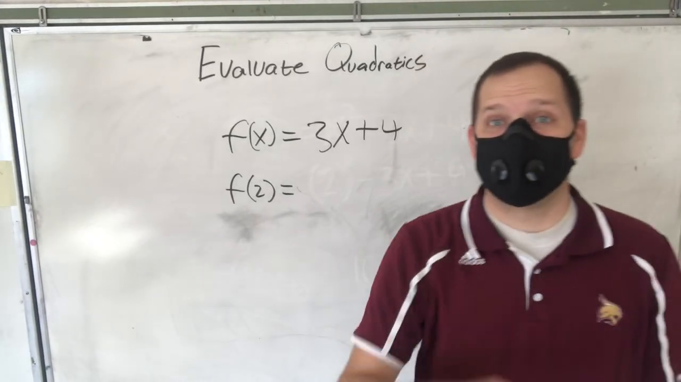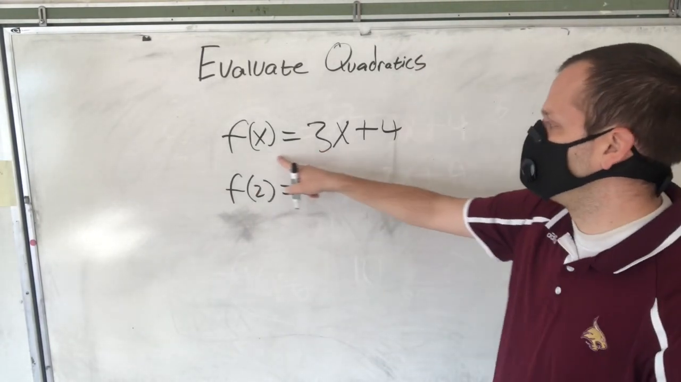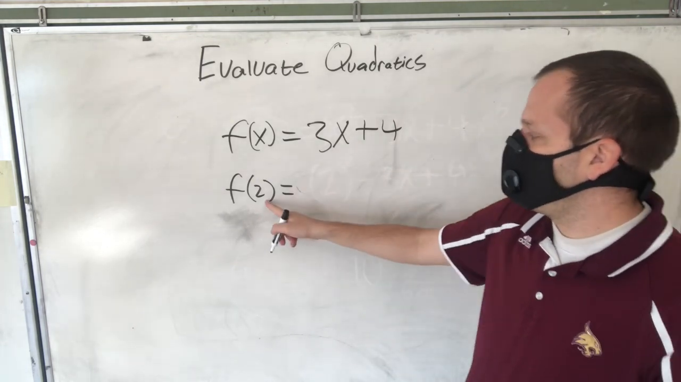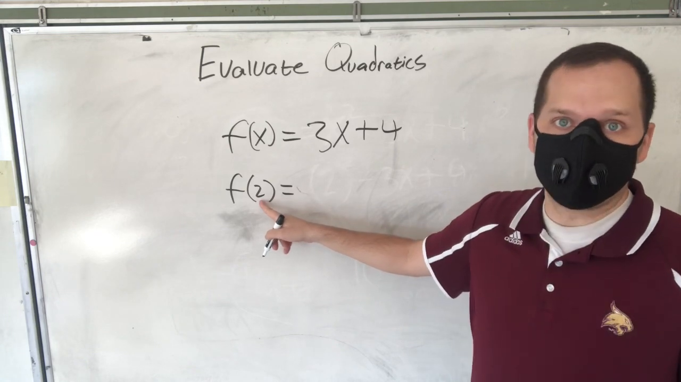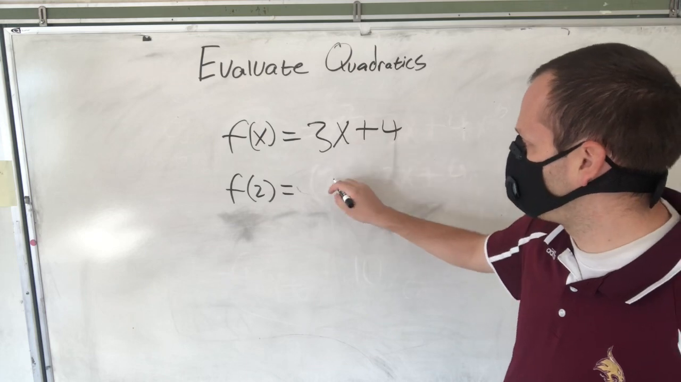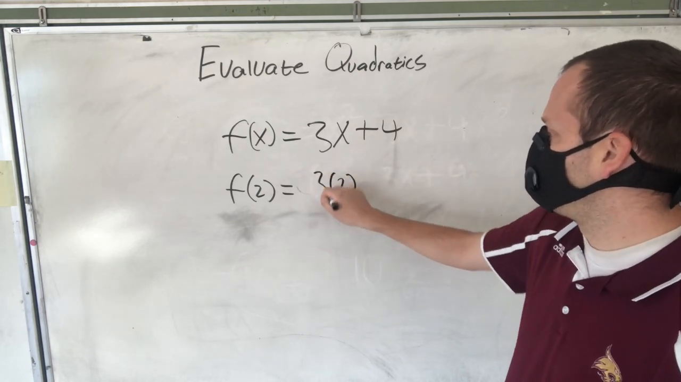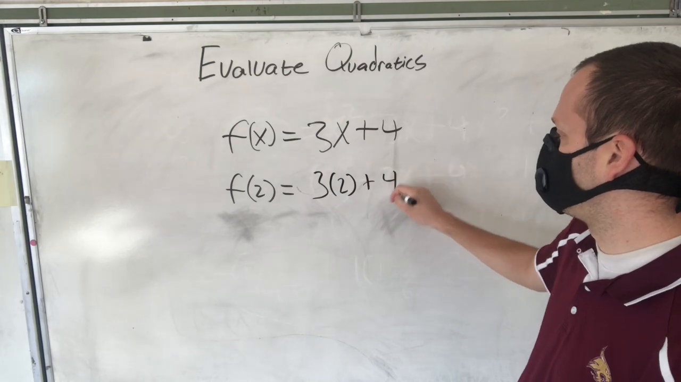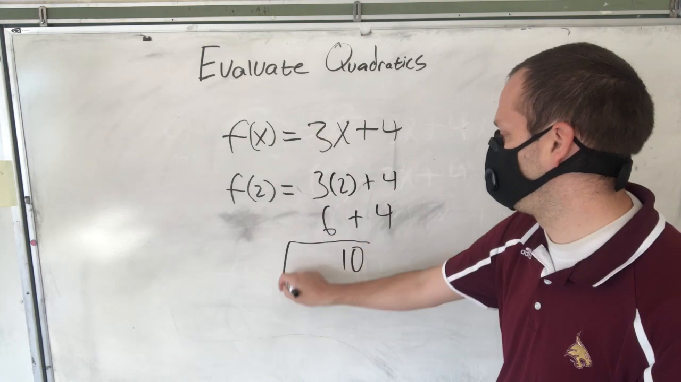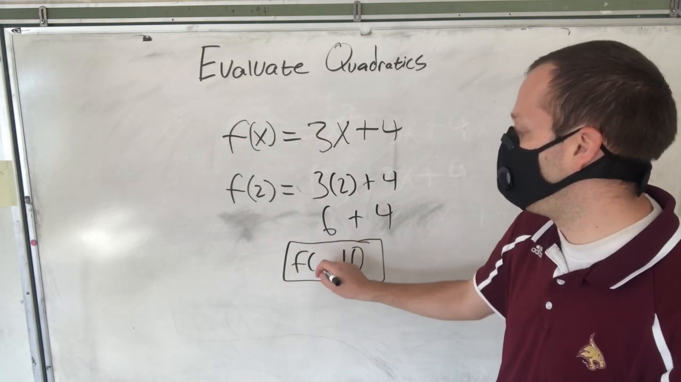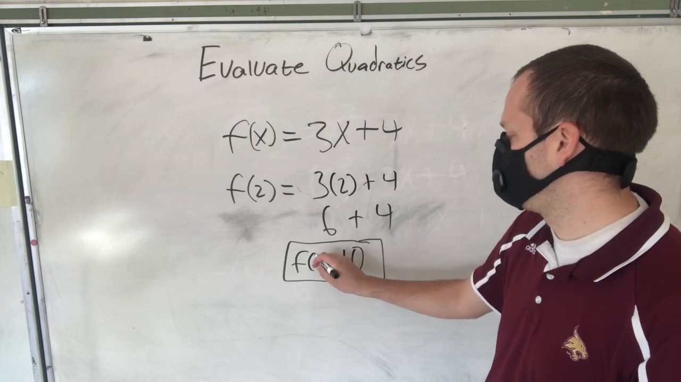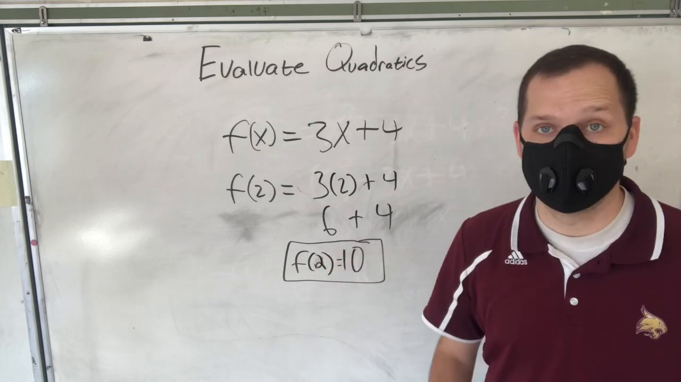Hey everybody, last time we talked about evaluating linear functions, okay? So when we're evaluating a linear function, all we need to do is take the 2, or whatever number we're replacing the x with. The x became a 2, so over here this x needs to also become a 2, all right? So you get 3 times 2 plus 4, 6 plus 4 is 10, okay? So f of 0, silly me. f of 2 is 10, just like that.